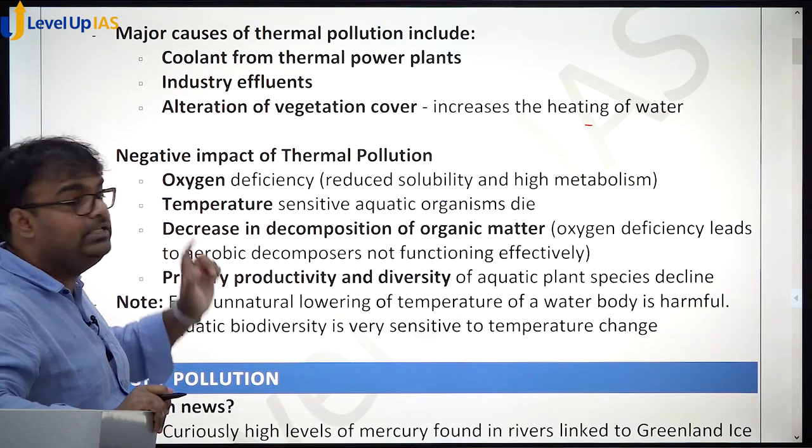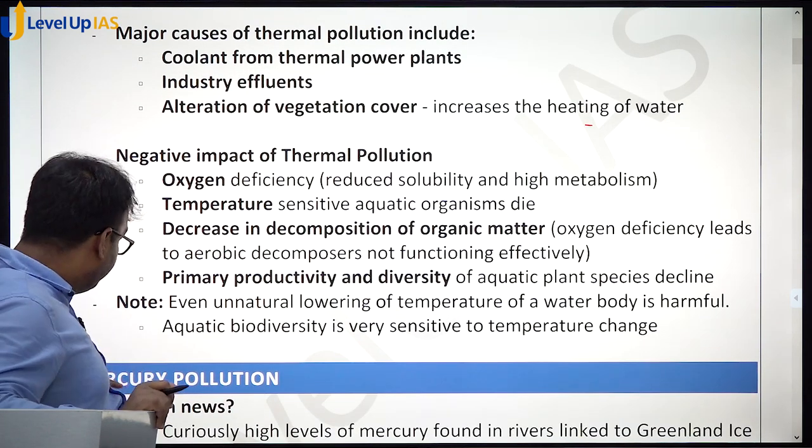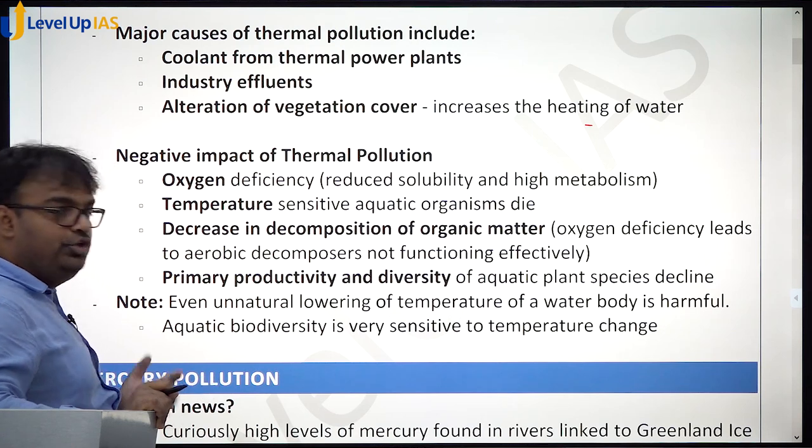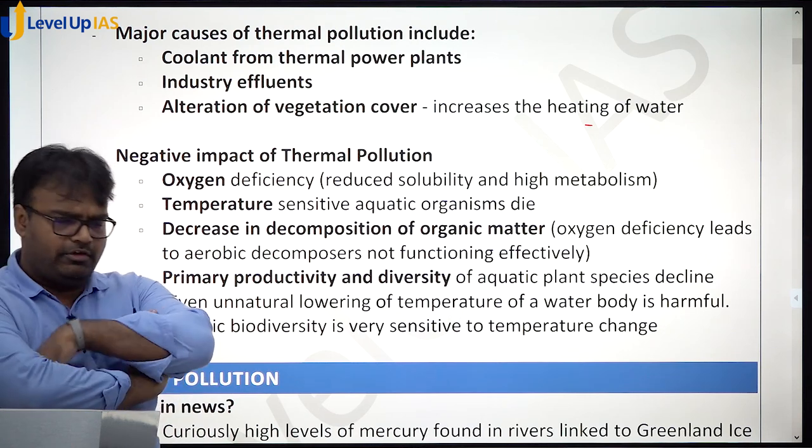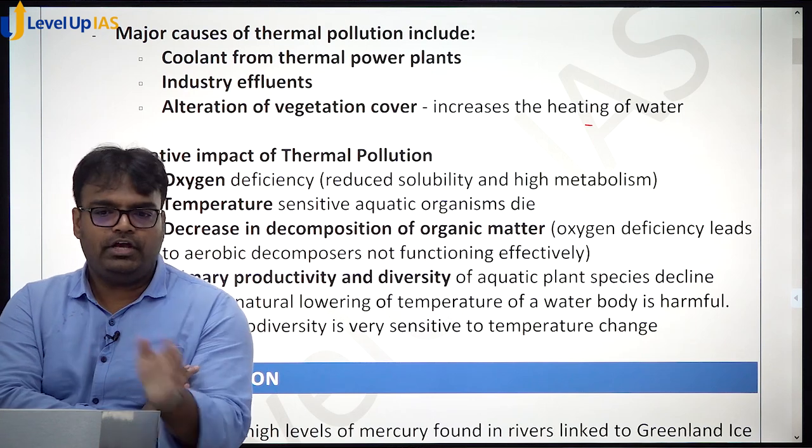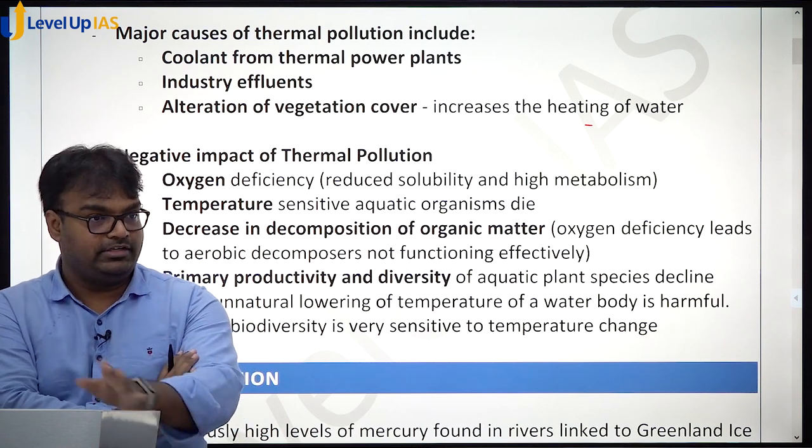Then, temperatures, note one more thing. We human beings, especially the ones who are living in Delhi, are adapted to extreme weather conditions.